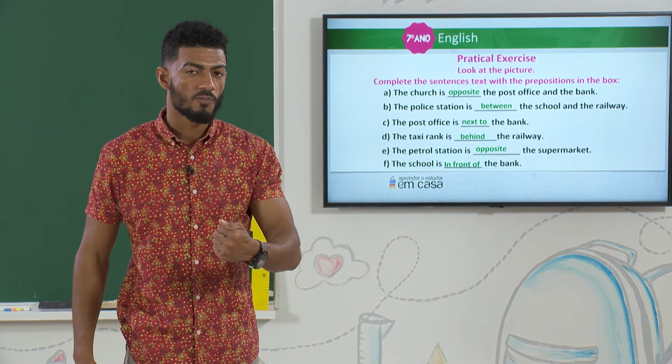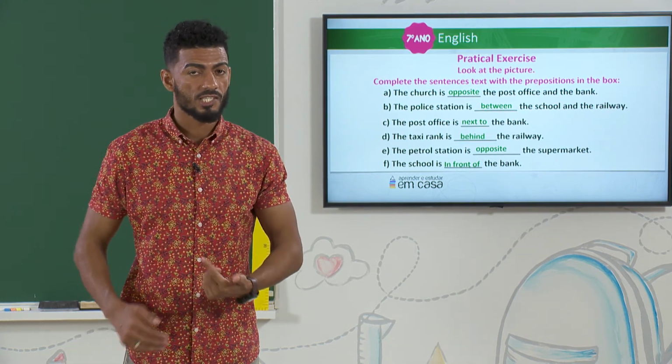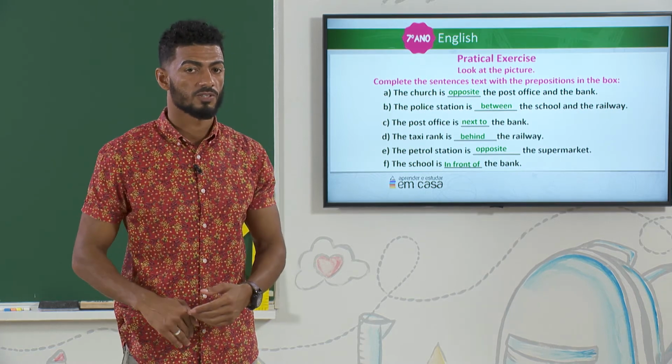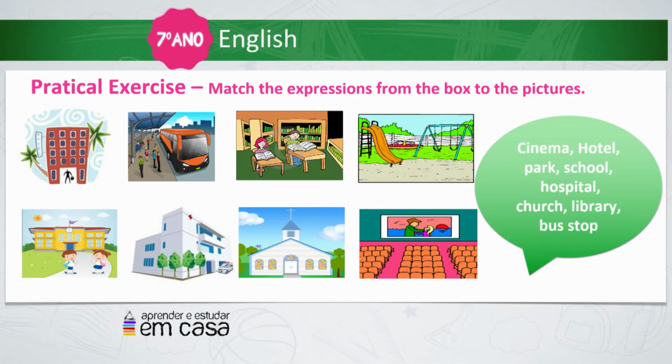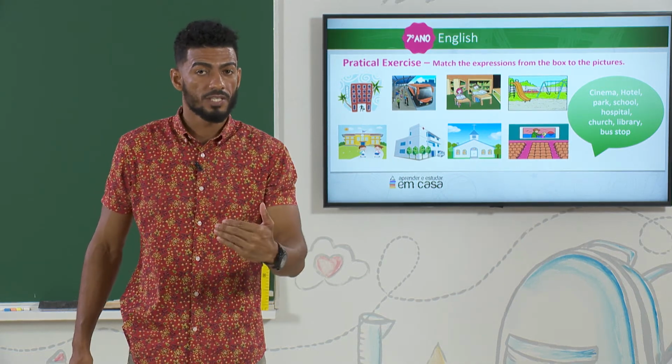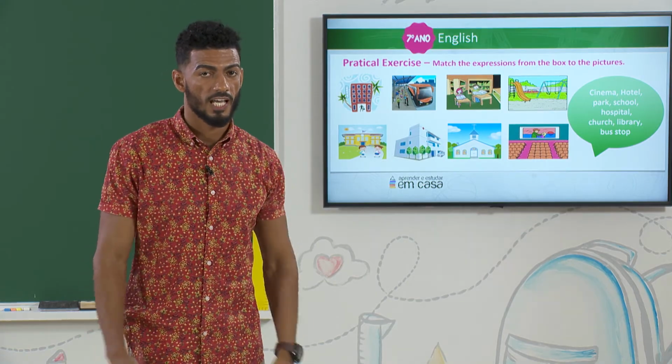Great. So now let's do another exercise so you can practice more with the public places. So here you have to identify the public places that you have here with the words from the box. You have a word, for example, cinema, hotel, park, school, hospital, church, library, and bus stop. So take your time, do it, and I'll be right back. Meet you here.